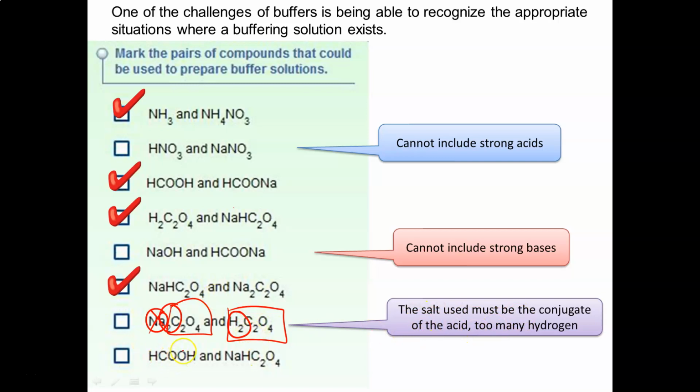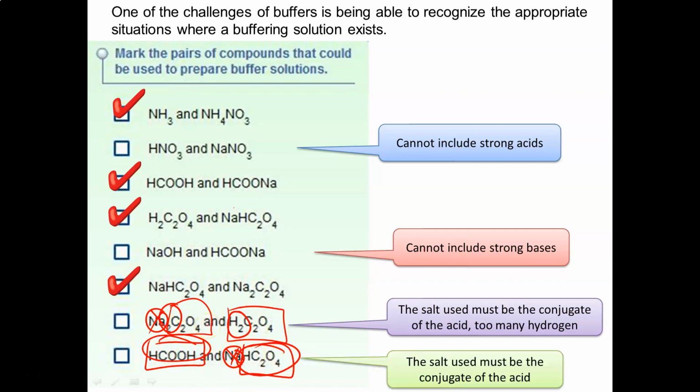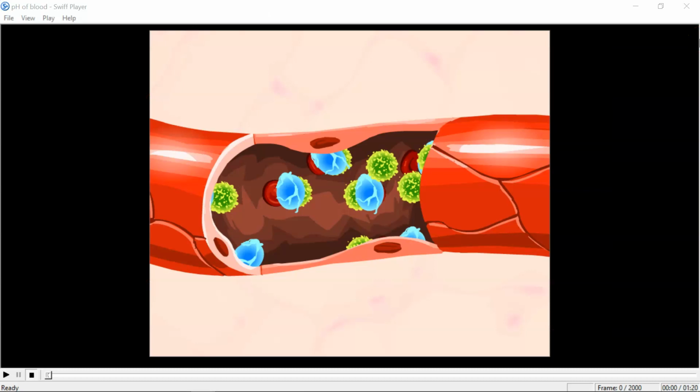Finally, the last one over here, again, I don't have to care about the sodium, but HC2O4 versus HCOH, I mean, these guys don't even look the same. 2 oxygens versus 4 oxygens, so they can't be conjugate acid-base pairs because they can only differ by 1 H plus ion, so therefore no buffer solution there either. Alright, so let's watch a quick video on how buffer solutions maintain our blood pH and keep it constant, preventing major swings in either direction.